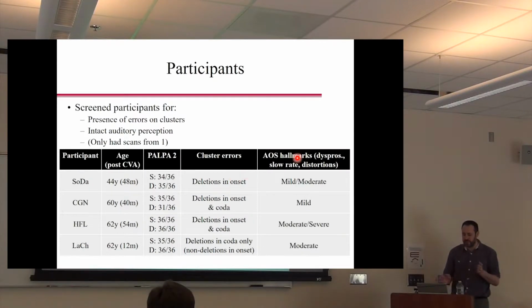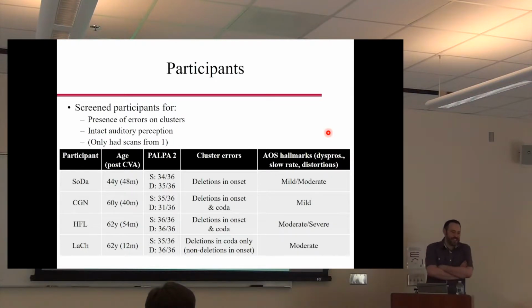So we had 4 individuals who, again, we weren't pre-sorting. We were trying to run this on more individuals, and we have some interesting ways that we're trying to do that now. So we were looking for individuals who made cluster errors, because otherwise this wouldn't have been a very fun task for anybody. Because we're using a repetition task, we also did a lot of screening for auditory perception to make sure that the problems were in production and not in auditory perception. So we have these 4 individuals. They all made cluster errors. Most of them made deletion errors in both onset and coda. Some of them made errors only in onset or only in coda, but the same principles apply.